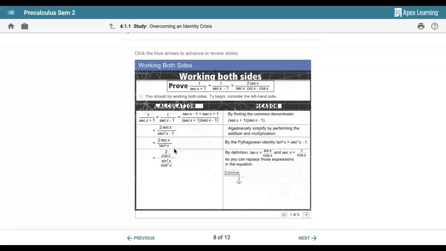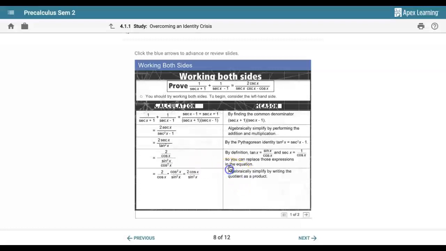Now that we've got it in something a lot more simple, we can turn both of these into things in terms of sine and cosine. We use our definition for secant, which is 1 over cosine, and since there's a 2 there, it's now 2 over cosine. And tan squared x is sine squared x over cosine squared x.